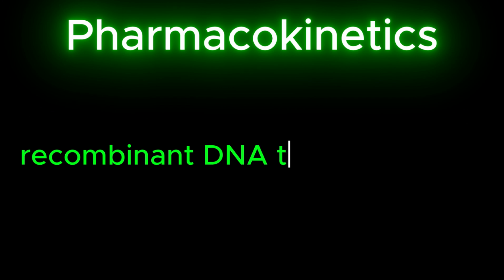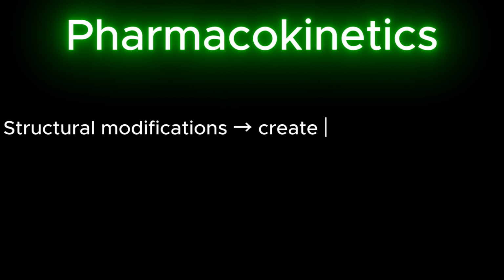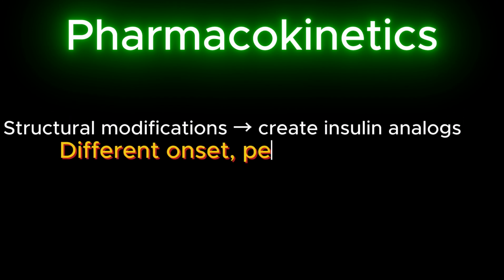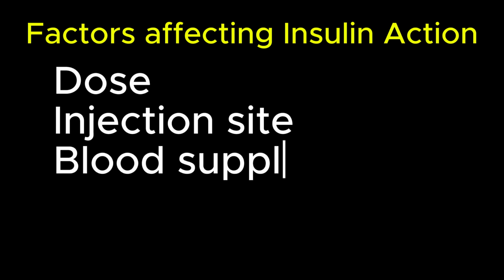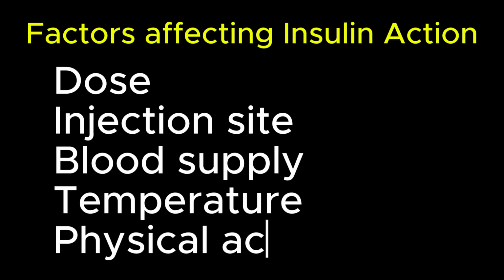Now we have to talk about the pharmacokinetics. Modern insulin is produced using recombinant DNA technology in microorganisms like bacteria or yeast. When we do some structure modification, it produces different types of insulin with different onset, peak, and duration. Several factors affect insulin action, like dose, injection site, blood supply, temperature, and physical activity.